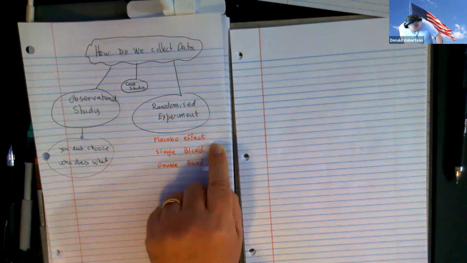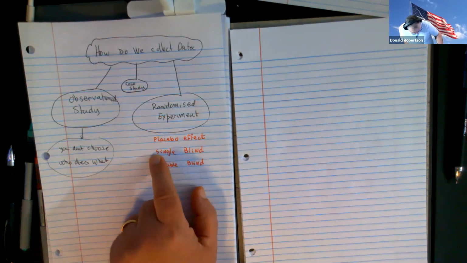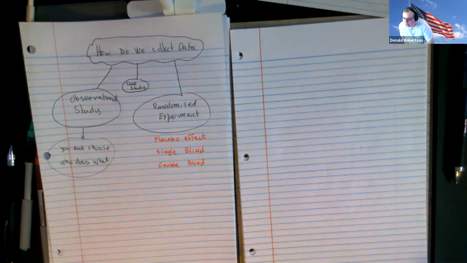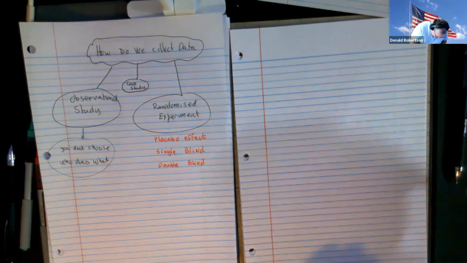There's a thing called placebo effect, and then there are these things called single and double blind. Let's talk about the placebo effect.